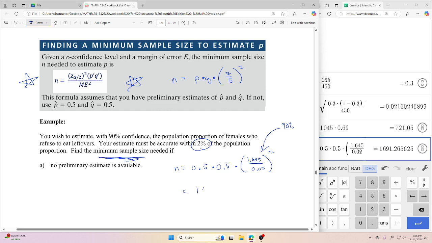And I got 1691.265. There's a rare chance that we get to do this, but we actually have to round up. In this particular case. Are y'all okay with the math? Is the math okay?